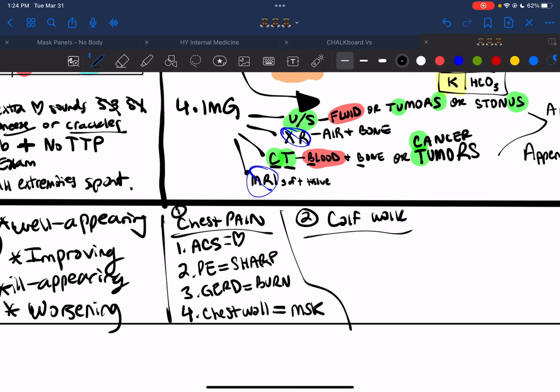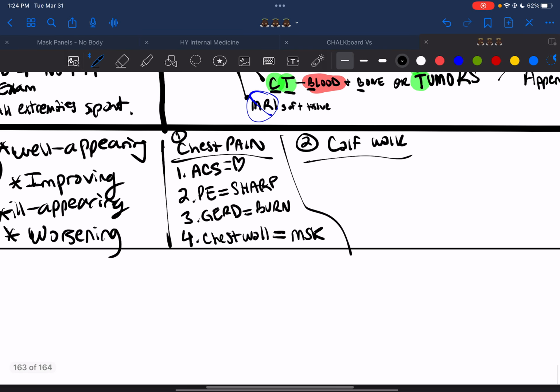Then for the calf, it's a different problem. So I'll say, oh, I think number 1 differential, claudication from his bad vessels. Number 2 differential, a DVT. He did say that he's a truck driver and he drives a lot. Third differential, maybe MSK.